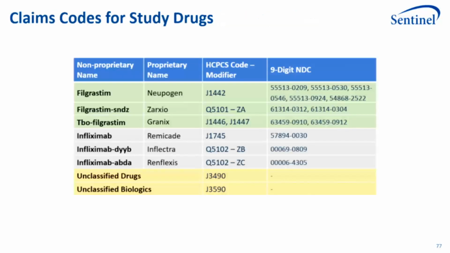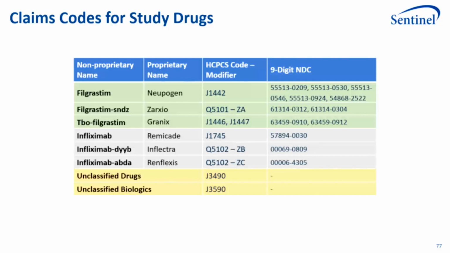Okay, so this is showing you the codes that were used in these queries. You've got your non-proprietary name and the proprietary name, the HCPCS codes that were available, and the NDC. I'm not going to belabor this, but for a period of time, which actually ended in early 2018, the HCPCS had this 2-digit modifier, which is not in the Sentinel Common Data Model, so we couldn't capture those. But it's just a side note, and we're not going to dwell on it too much.